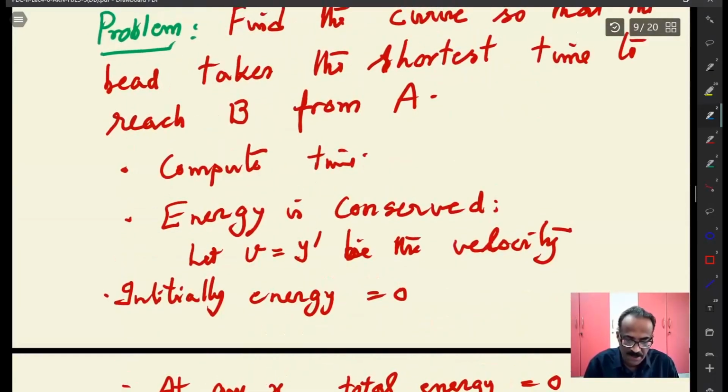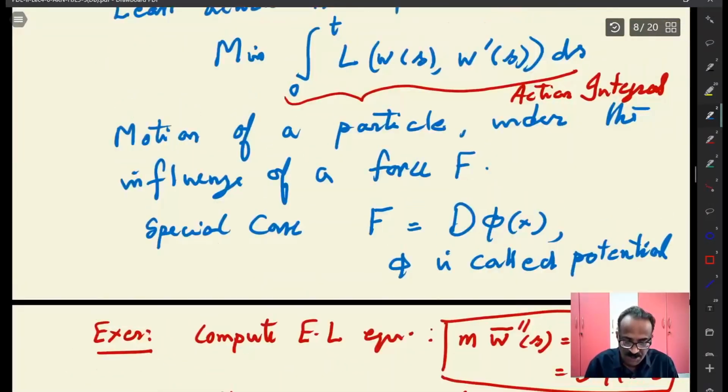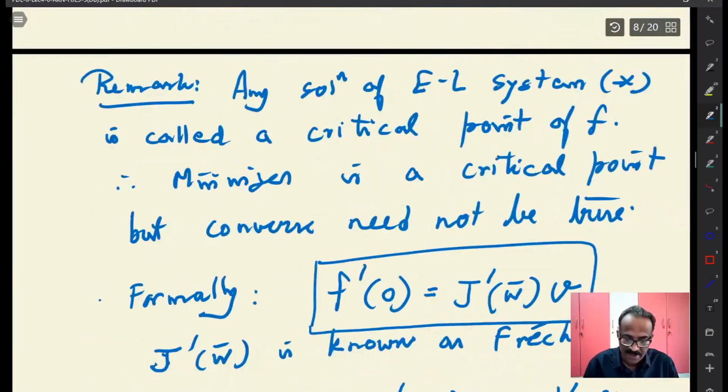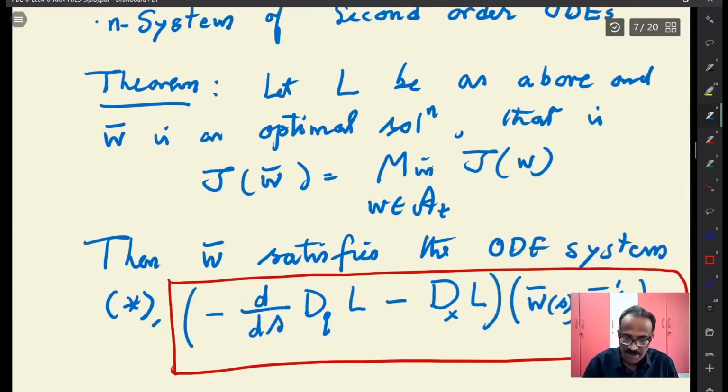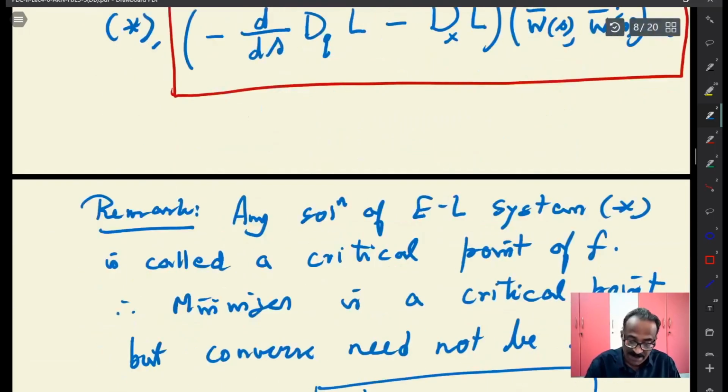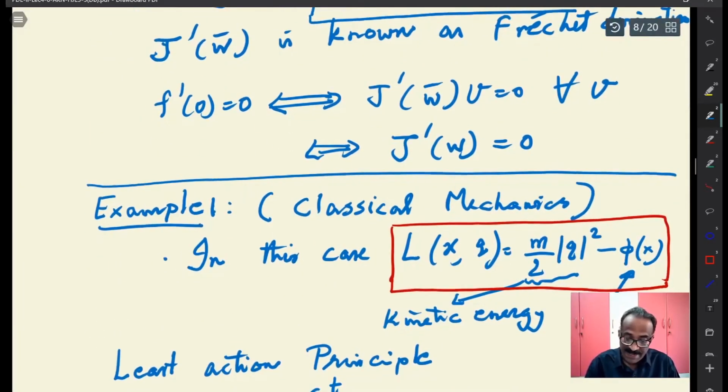Yesterday we had a general minimization problem, and if W bar is an optimal, so you have a functional J of W given by a Lagrangian L, and W bar is the optimal or minimal solution, then W bar satisfies a system of n second order ODEs, what are called the Euler-Lagrange equations. Then we gave specifically three examples.